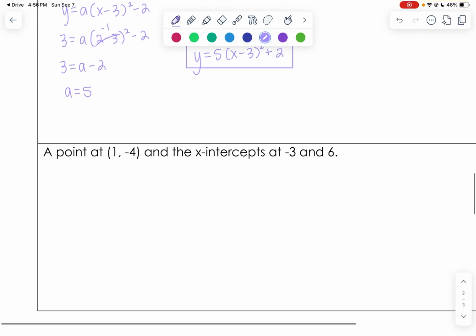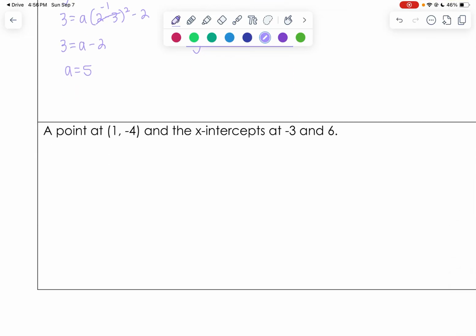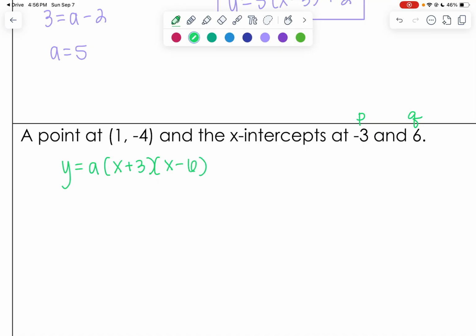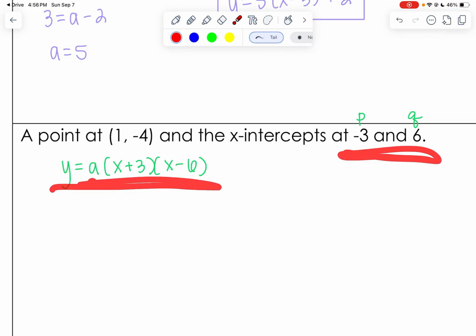And then for this last one, like I said, hopefully you paused the video. You have your p and your q because you have your x-intercepts. So y equals a times (x minus -3) would be (x plus 3). And then (x minus q) would be (x minus 6) using intercept form because I have the intercepts. Okay, even if you have these 3 points, do you really want to set up a whole system when you know that these are the intercepts? So you can just jump here and then you've got one unknown.